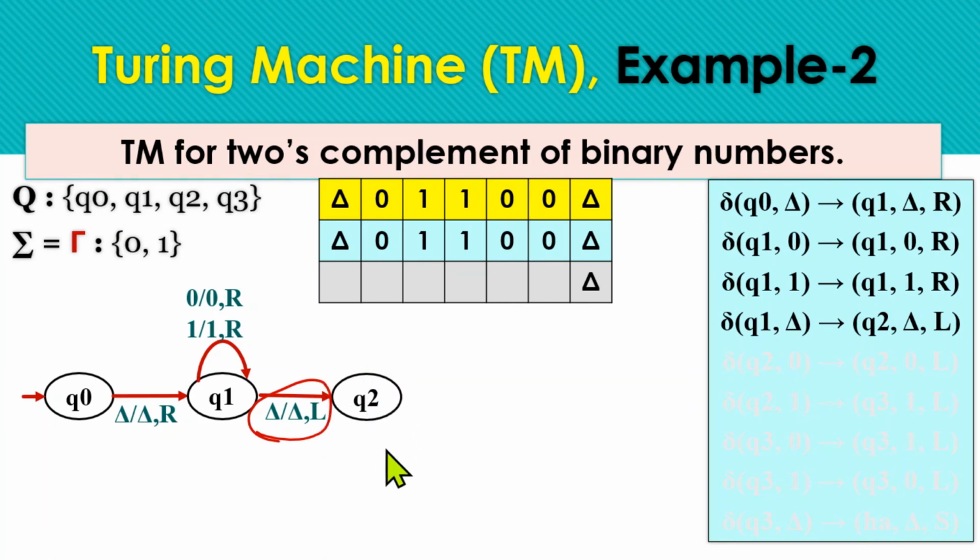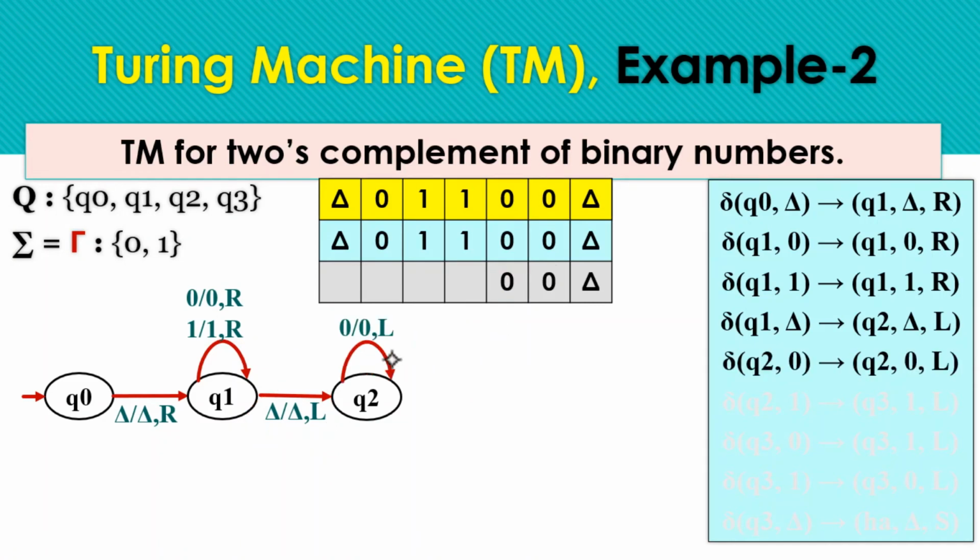Now from Q2 we can have the loop for the 0, because we have to replace all zeros with 0 until we get the first one. So all zeros will be replaced by 0 and keep moving to the left direction only, because we are performing 2's complement from right to left now. Here is the corresponding transition. We are moving from Q2, for all zeros, replacing zeros with 0 and keep moving to the left.